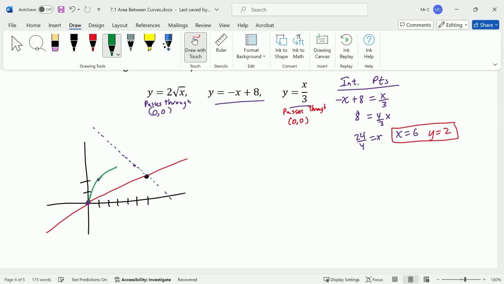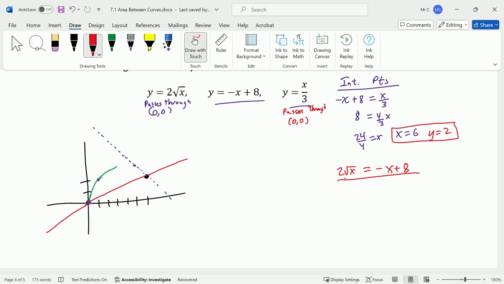But I want to make sure I get the intersection point right with the rest of the graphs. So even though this one was easy, I need to know, does this intersect with my purple graph here, the negative x plus 8 graph? So if I take the 2 square root of x and the negative x plus 8 as my second check for intersection points, well, what can I do?